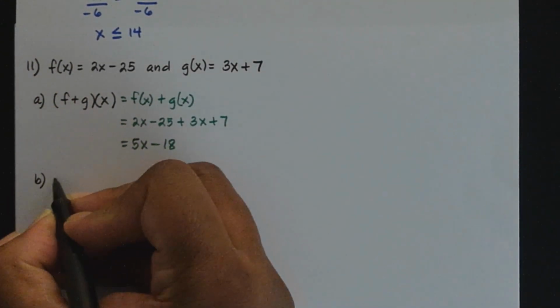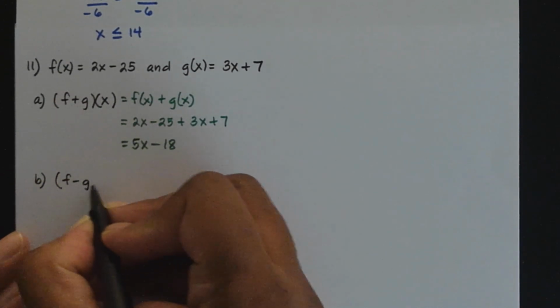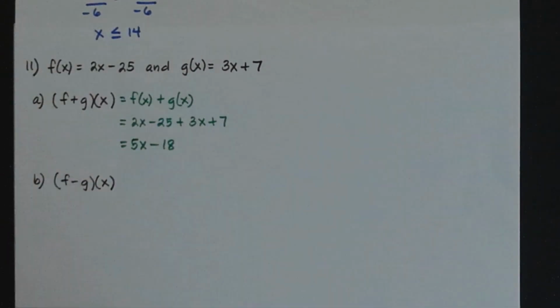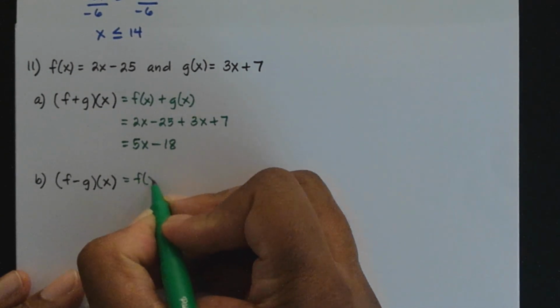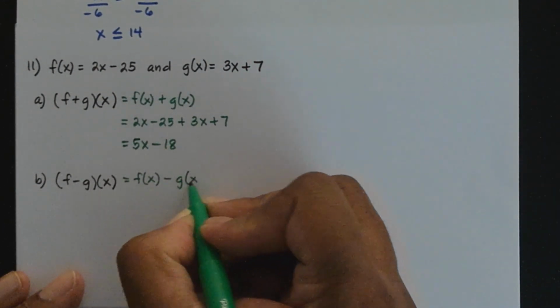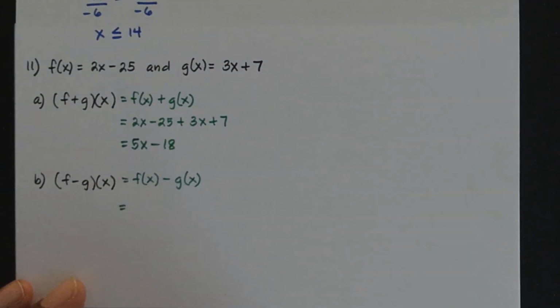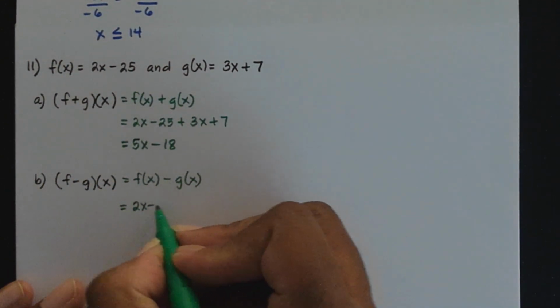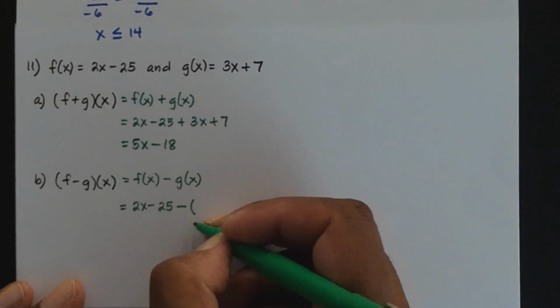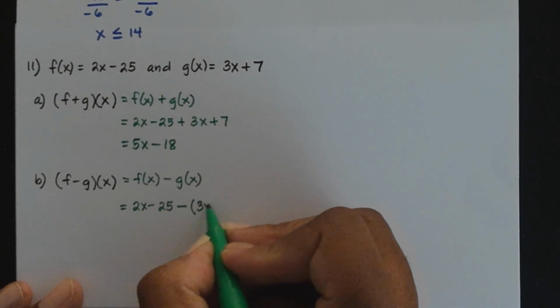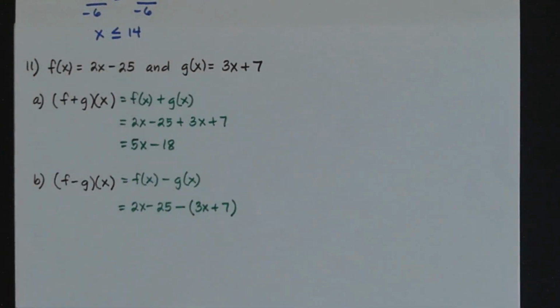All right, part B is f minus g of x. So here we're subtracting the two functions. So this means f of x minus g of x. So here f of x would be 2x minus 25 minus, now g of x has to be put in parentheses because I'm subtracting the entire g of x function, which is 3x plus 7, from f of x. So that's why you see 3x plus 7 in parentheses.